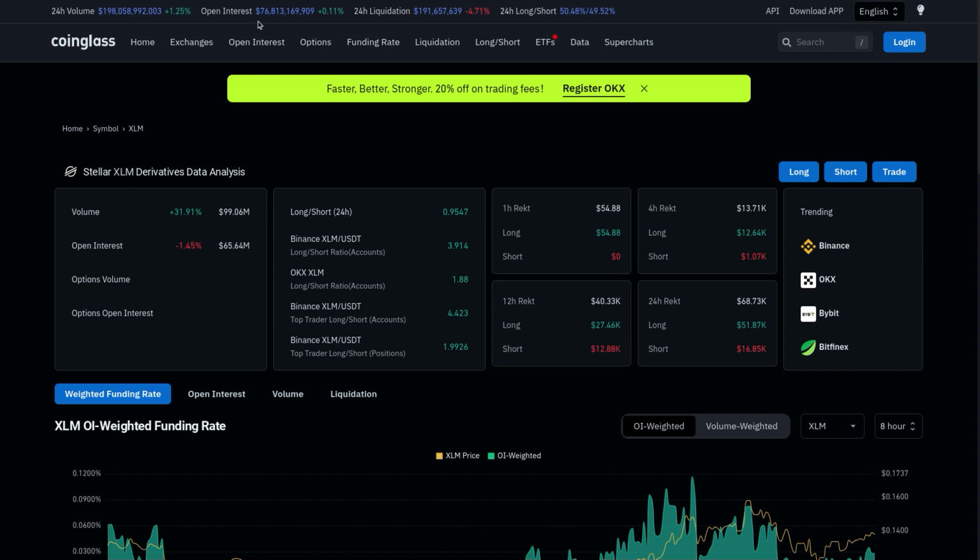It's crazy. Over here on the open interest, you got your open interest at 76.8. Getting up there, this is going to need knocked down at some point.